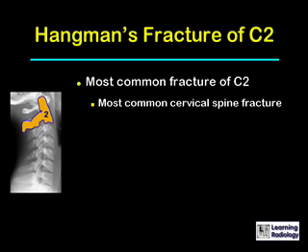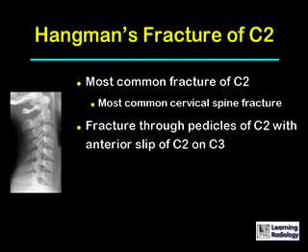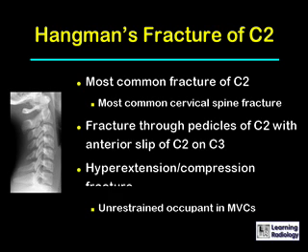Hangman's fractures of C2 are the most common fracture of C2 and also the most common fracture of the cervical spine. They are fractures through the pedicles of C2 with almost always an anterior slip of C2 on the body of C3. They usually occur as a combination of hyperextension and compression fractures, as would occur with unrestrained occupants in motor vehicle collisions.